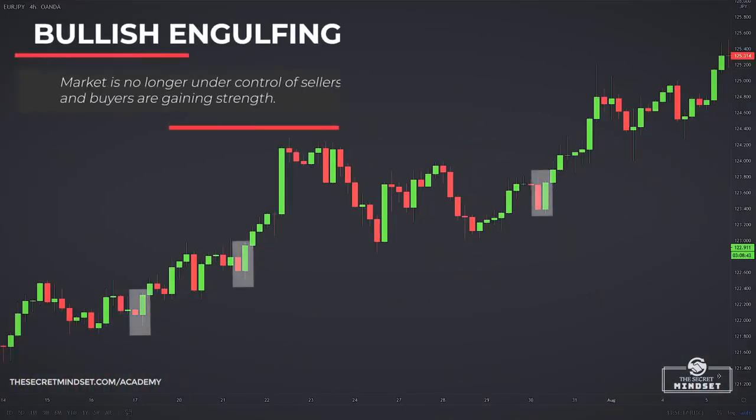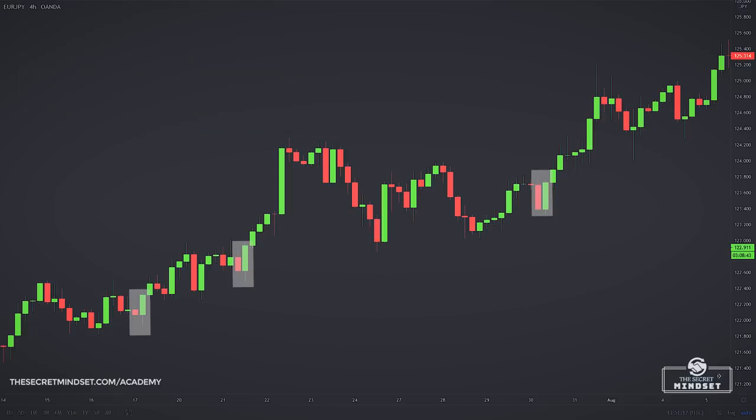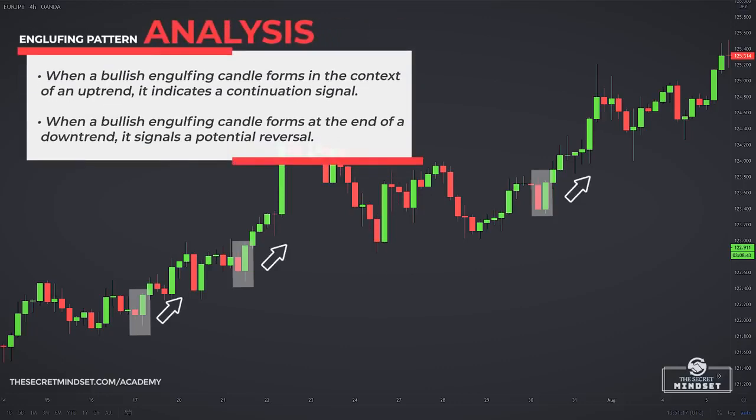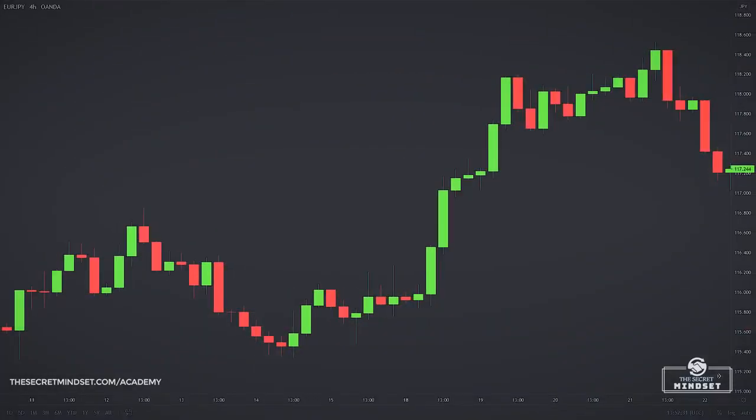The bullish engulfing pattern tells us that the market is no longer under the control of sellers, and buyers are gaining strength. When a bullish engulfing candle forms in the context of an uptrend, it indicates a continuation signal. When a bullish engulfing candle forms at the end of a downtrend, it signals a potential reversal. This example shows clearly how the market changes direction after the formation of a bullish engulfing pattern. The smaller body, that represents the selling power, was covered by the second body, that represents the buying power.